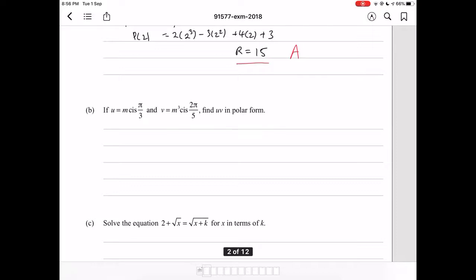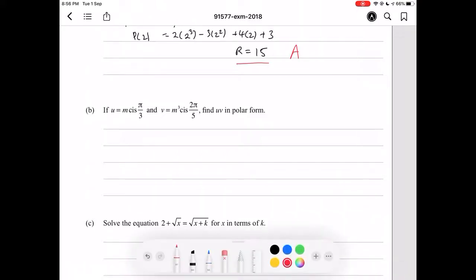Question B, if u equals m cis of pi over 3 and v equals m cubed cis of 2 pi over 5, find u times v in polar form. In polar form, if we multiply the moduli, the result will just be a multiplication. But for the arguments, the angles should be added together.